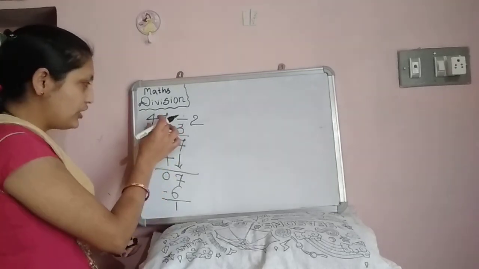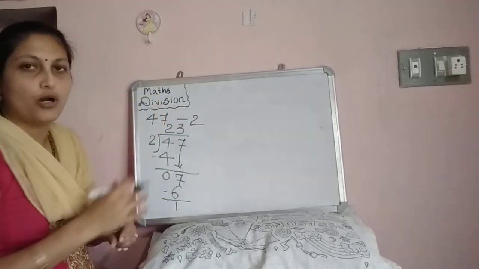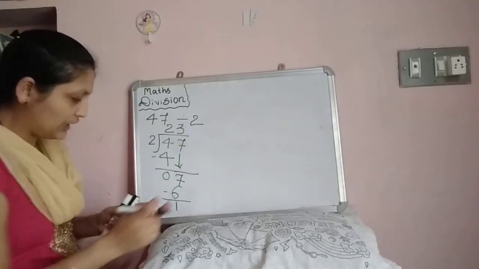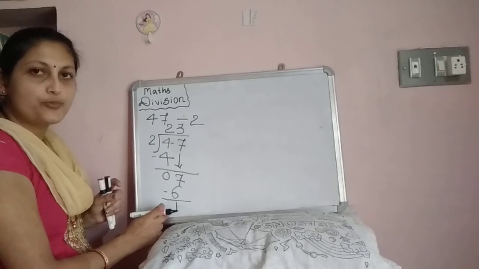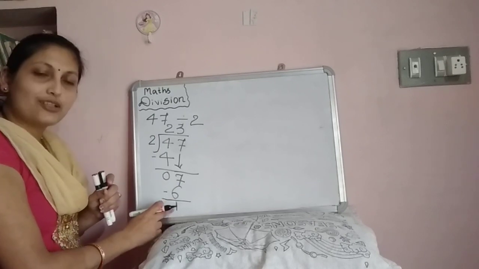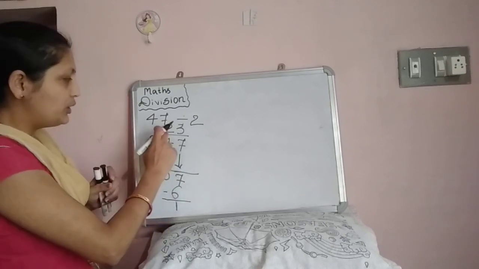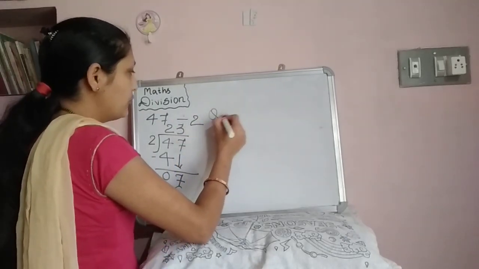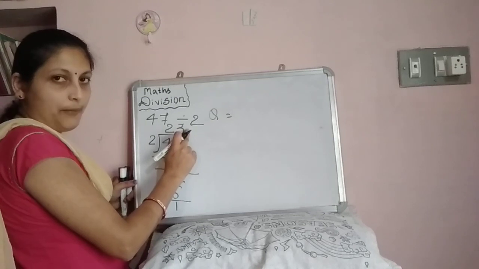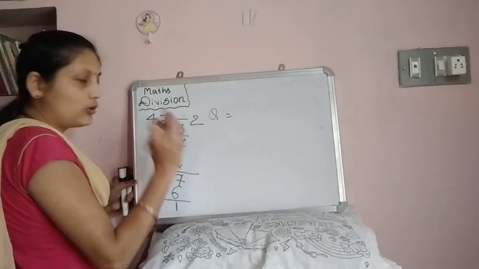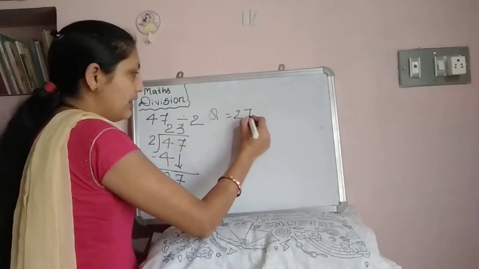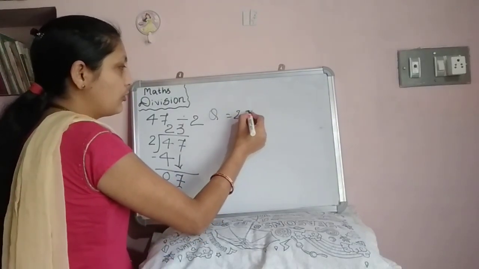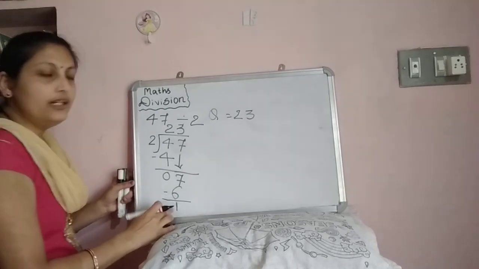So after sharing this 47 equally among 2, 23 can be shared equally, but after sharing, 1 is left over. One object left. So this 1 is called the remainder and 23 is the quotient. Which is the quotient? Above the line, this is the quotient, 23. 23 is the quotient and 1 is the remainder.